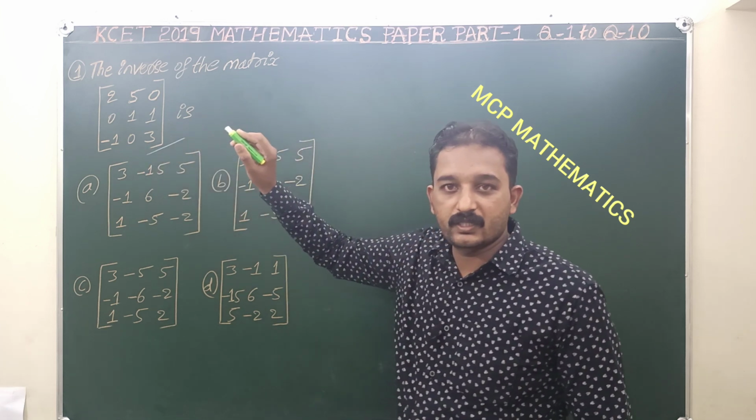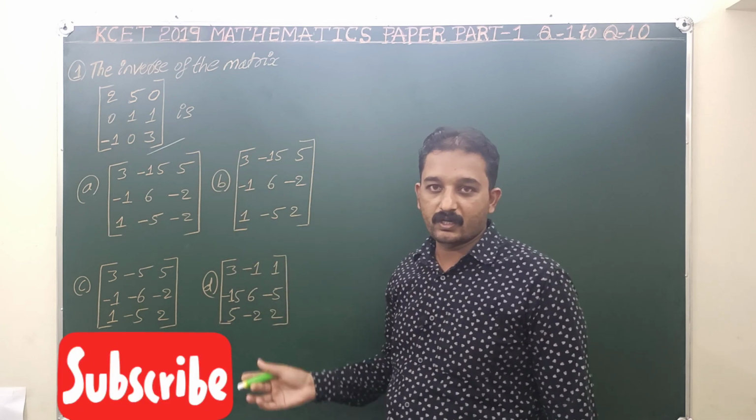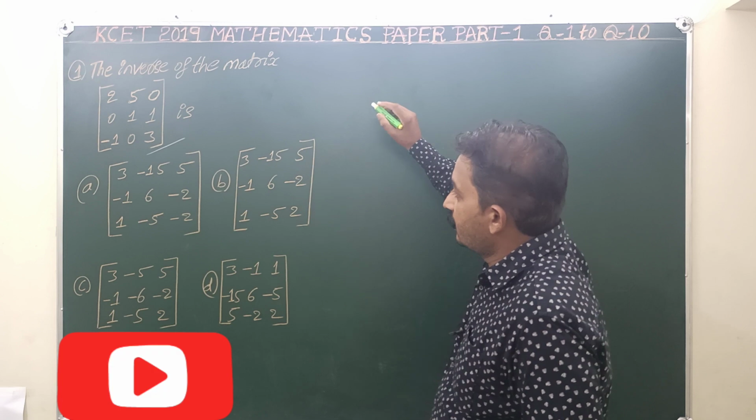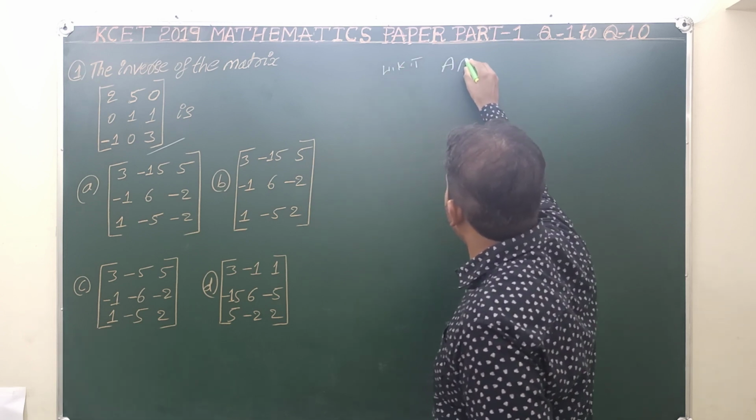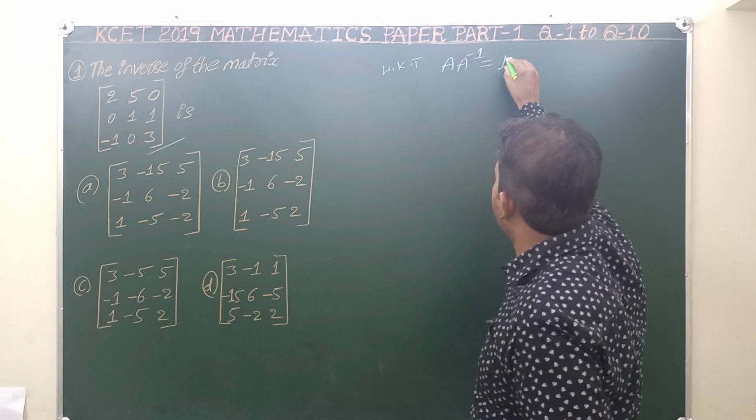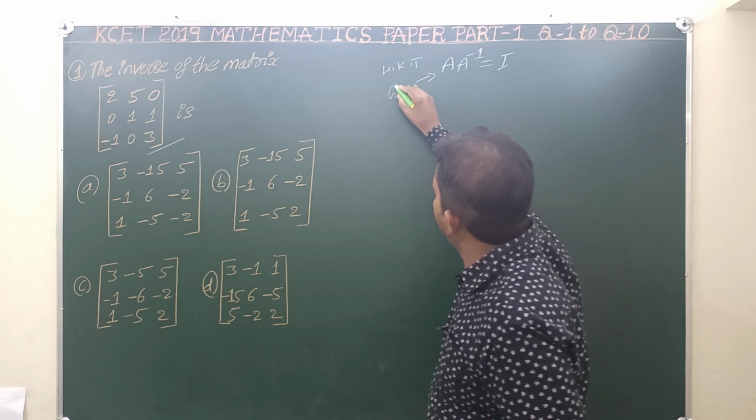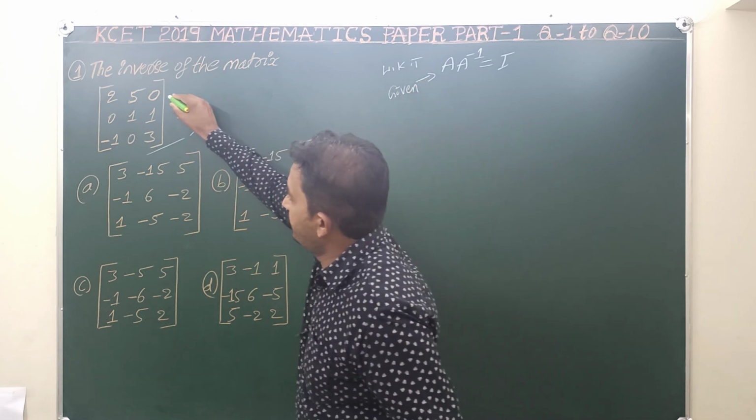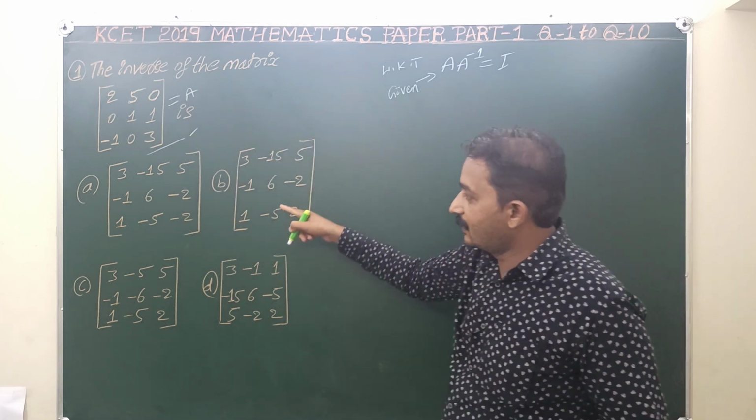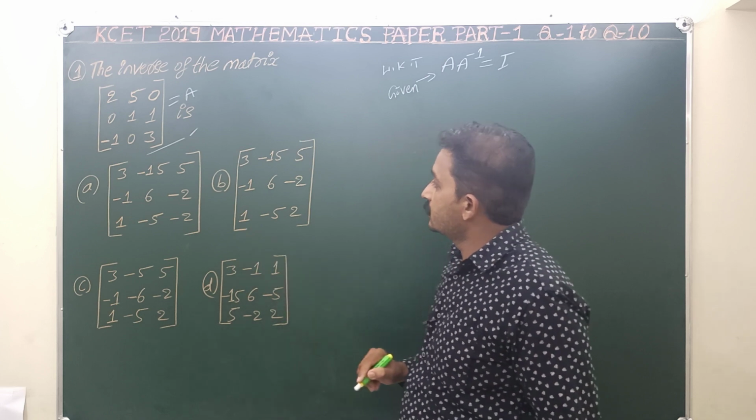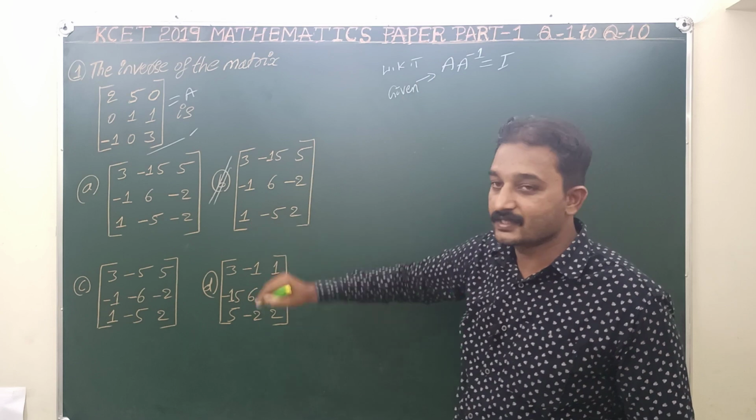I am not solving this question by the usual method because it is a lengthy process. I am solving it by a shortcut method. We know the formula A into A inverse is equal to the identity matrix. Here A is the given matrix, and we have to find A inverse. A inverse is present in one of the 4 options. In this case, option B satisfies this equation, so option B is correct.